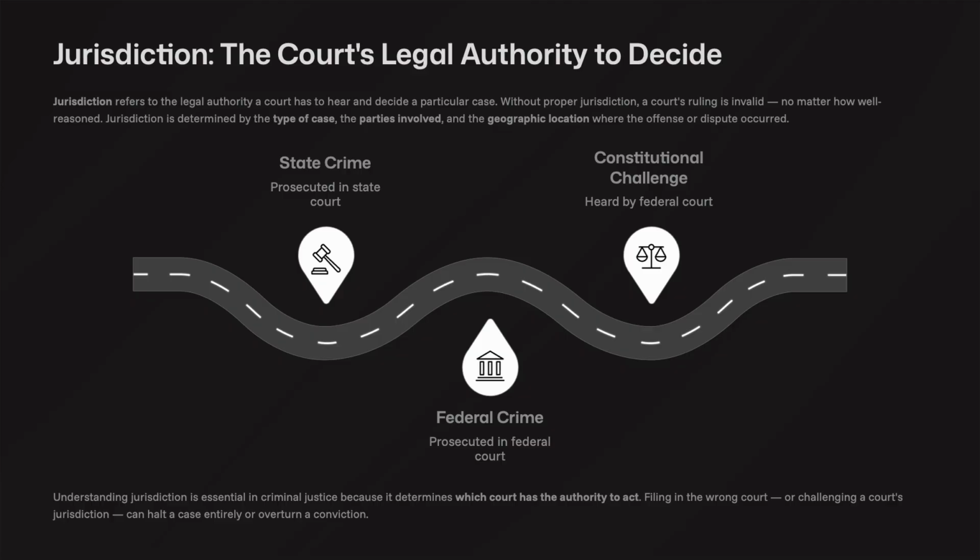Jurisdiction ensures that cases are heard by the appropriate court and prevents one court from interfering with matters assigned to another. As future criminal justice professionals, understanding jurisdiction will help you determine where cases belong and why different courts have taken different responsibilities.